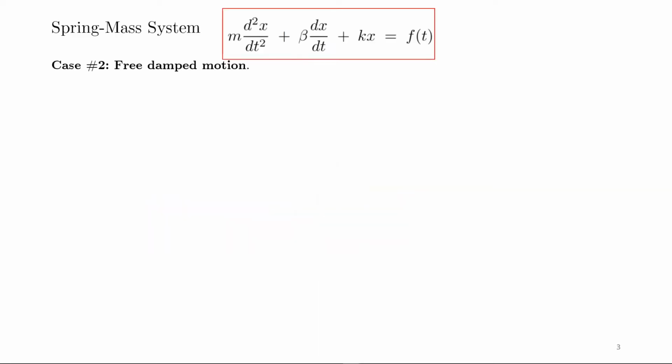But let's look at case number 2 here. So free damped motion. So free motion indicates that this right-hand side f of t equals 0, and damped indicates that this constant beta is non-zero.